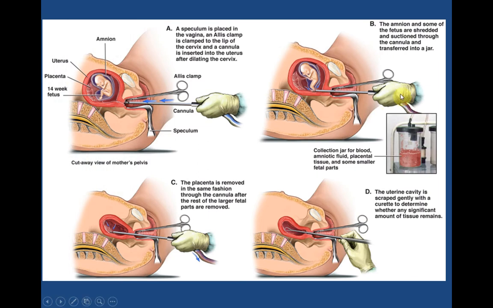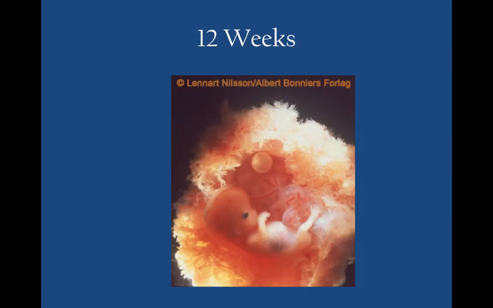So this is what happens. The lady's cervix is dilated. The suction device is placed into the cervix. The baby is sucked out into a jar. It's possible to still see body parts there. Then the curette is placed in to make sure there's nothing left in there. And this is called a suction curettage abortion. So to be clear, the developing baby is sucked into pieces into a jar. It's a violent act. Just so we have some perspective, this is what a baby looks like at 12 weeks.